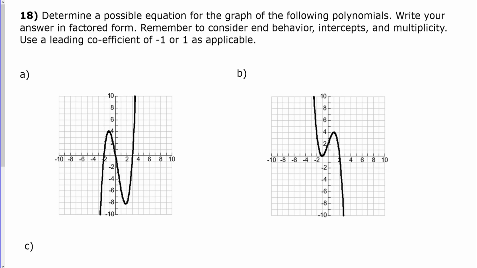Determine a possible equation for the graph of the following polynomials. Write your answer in factored form. Remember to consider end behavior, intercepts, and multiplicity. Use a leading coefficient of -1 or +1 as applicable.